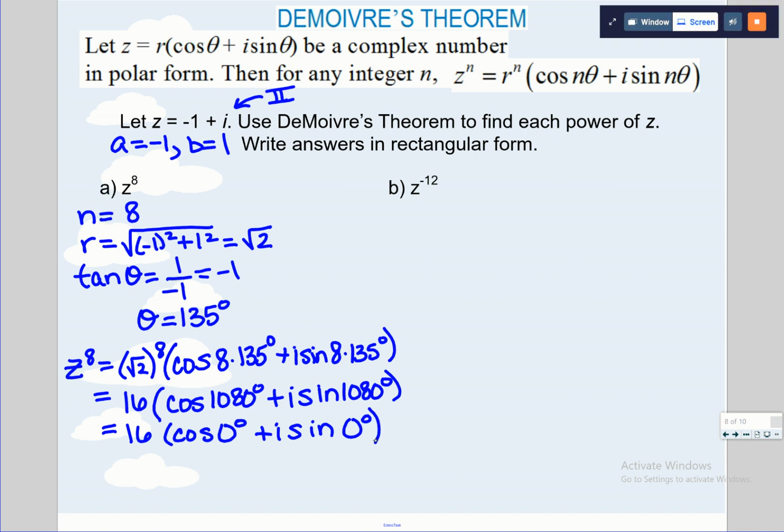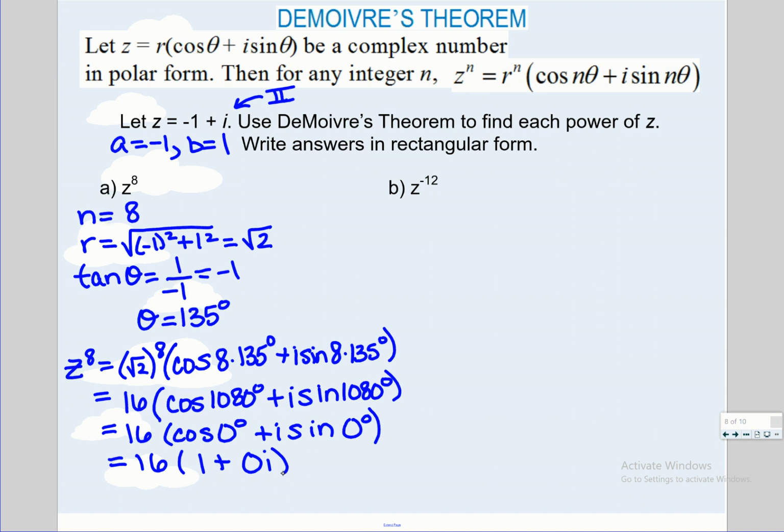What is the cosine of 0? What is the sine of 0? So I have 16 plus 0i, if I distribute that 16 through, or we're just going to say 16, probably. So if you take -1 plus i, that complex number, to the 8th power, if you were to FOIL it out 8 times, your answer would be 16. Everything would cancel. Right? And this is a whole lot easier than doing that foiling.